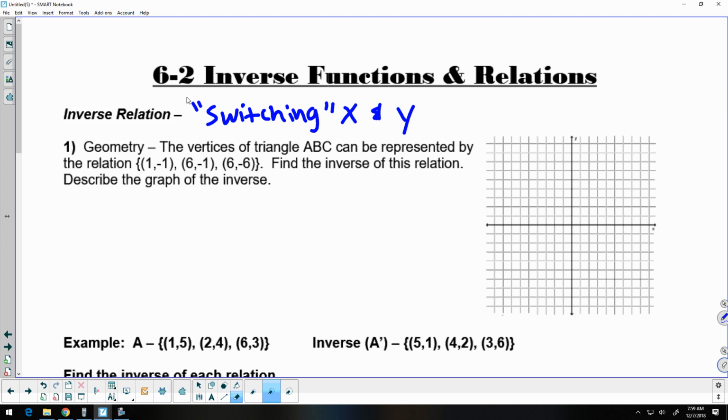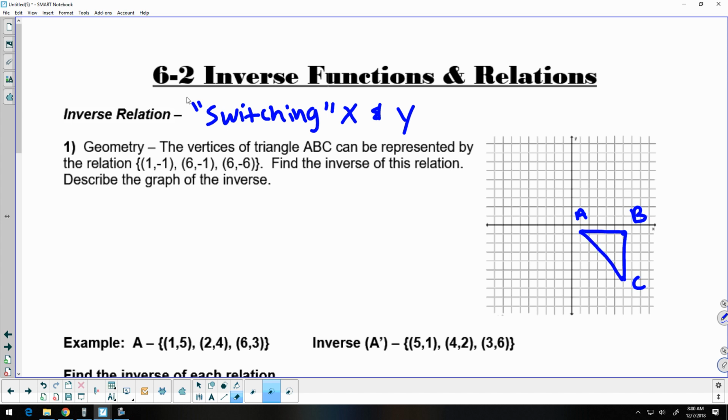So here's an example. It says geometry. You're given the vertices of a triangle ABC, which can be represented by those points. We have to find the inverse of this relation and then also describe the graph of the inverse. So let's graph it out first. (1, -1) is point A, and then we have (6, -1), that'd be point B. And then point C is at (6, -6). There's point C.